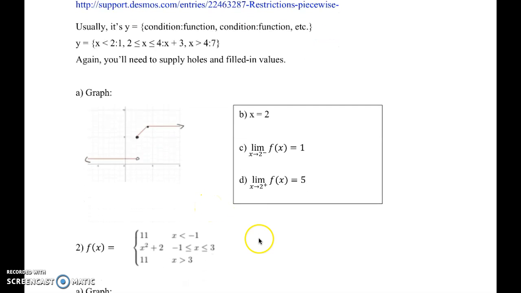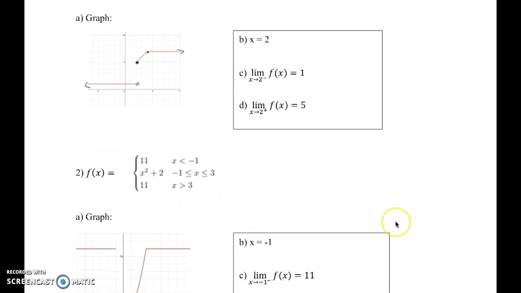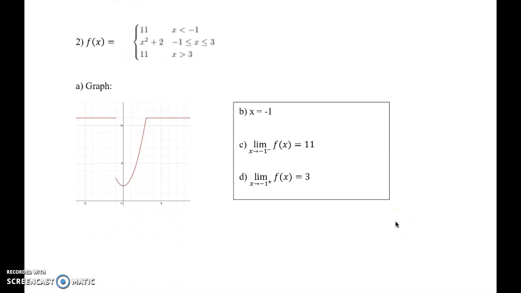So we're going to look at an example that does include the actual function along with the graph. Here we have a piecewise function where x, when it's less than -1, is 11. Then x squared plus 2, a partial quadratic, between -1 and 3 inclusive. And then it is also 11 when x is greater than 3. This is the graph that you're going to get in Desmos. Notice we don't have any closed circles or open circles. Those were added in the previous graph.